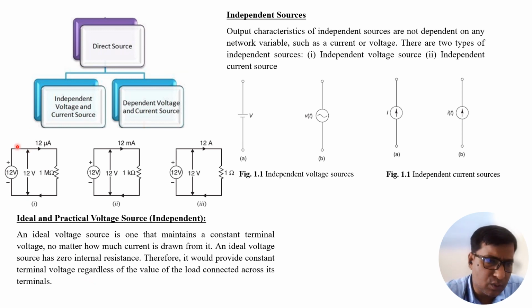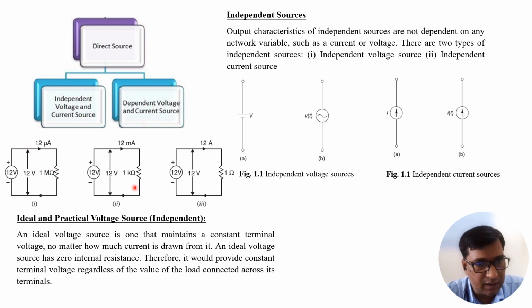Let's consider here a 12 volt voltage source, that is basically an ideal voltage source. So its magnitude will always be 12 volt, whether we connect 1 mega ohm, 1 kilo ohm, or 1 ohm. In all three cases the voltage across its terminals will be the same, means 12 volt, 12 volt, 12 volt. The current can be changed, because if we connect 1 mega ohm, the current is in microamperes.